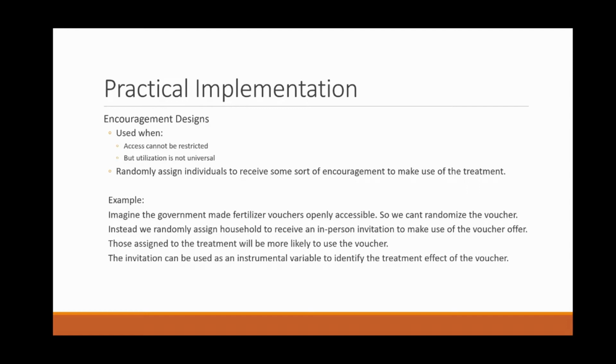So you want to measure the impact of fertilizer, but everyone has access to the subsidies. Well, what you do is you can randomly assign something that would help them take advantage of the subsidy. And therefore, you can use that to try to assess the impact of the fertilizer subsidy. Okay, we'll go more into detail on that later in the class. We'll learn exactly how to conduct that type of analysis. What you would do, just to give you a primer, is you use that invitation as an instrumental variable to identify the treatment effect of the fertilizer voucher. But we'll get more to that later.